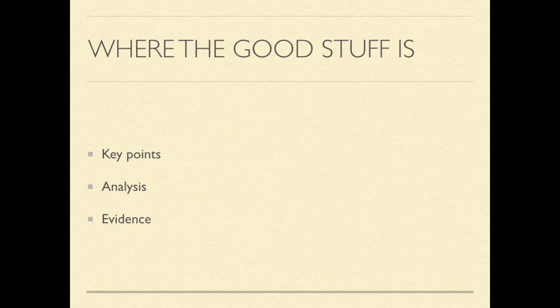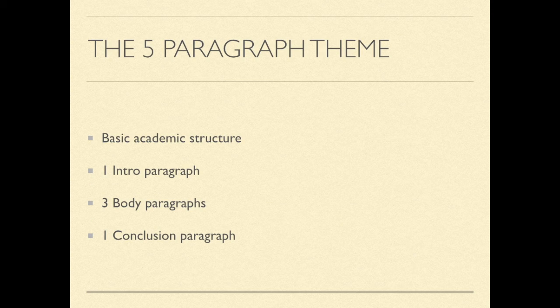Part 3. Bodies. The body of the essay is where all the important stuff is. The key points, explanations of your argument, the evidence. The first essay structure you ever learn is the 5-paragraph theme. And that is the rule of threes, squared. Intro, body, and conclusion, with a 3-part body made up of 3 paragraphs.